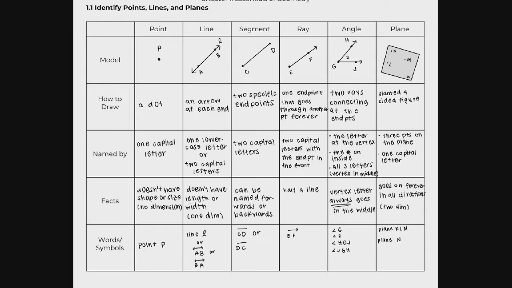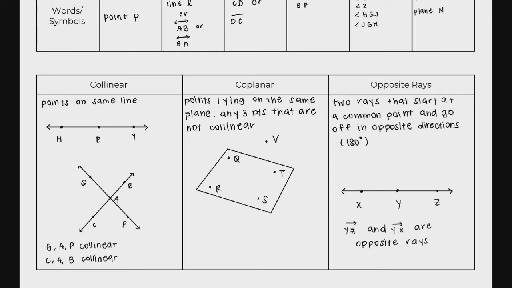Now for plane, this is a slanted four-sided figure. You can name it by any 3 points on the plane. They don't have to be on the edge, it could just be anywhere on the plane. And sometimes they'll include a capital letter on the corner, and that's how you can name it as well. One of the facts about this is that it goes on forever in all directions, so it doesn't end. One of the names could be plane KLM, or you can also call it plane N. If there's no dot next to it, that means it's not a point, so the name of this is N.